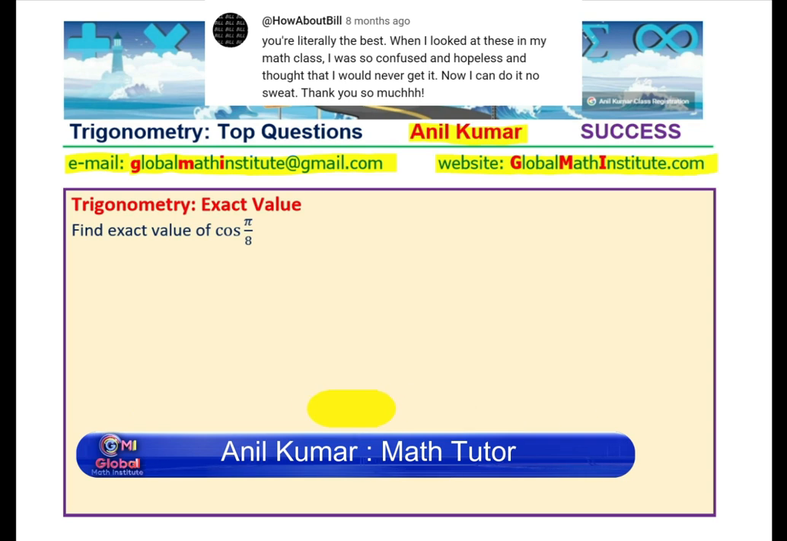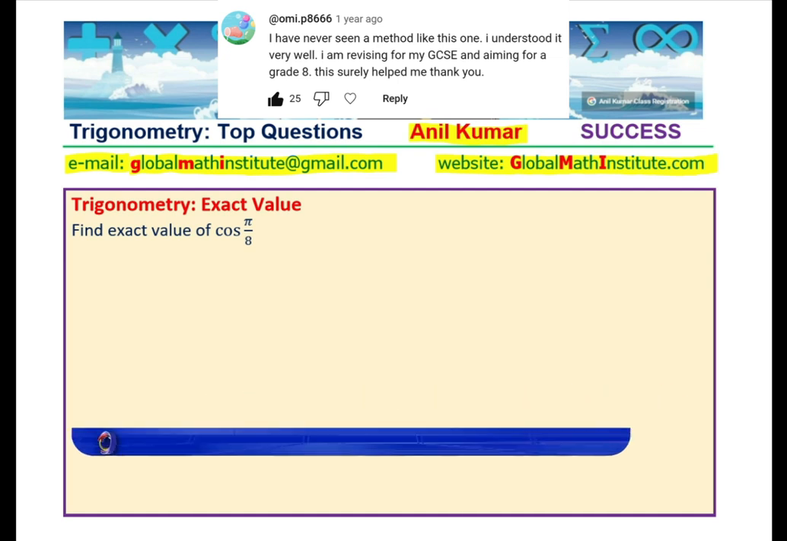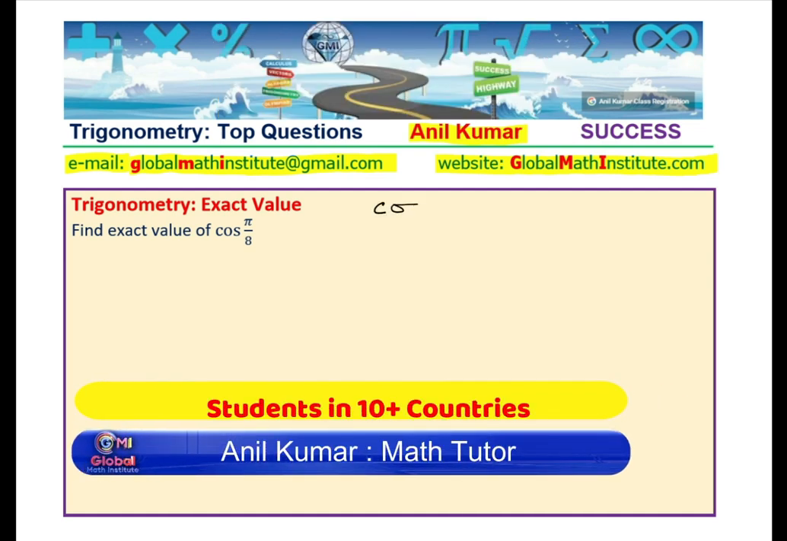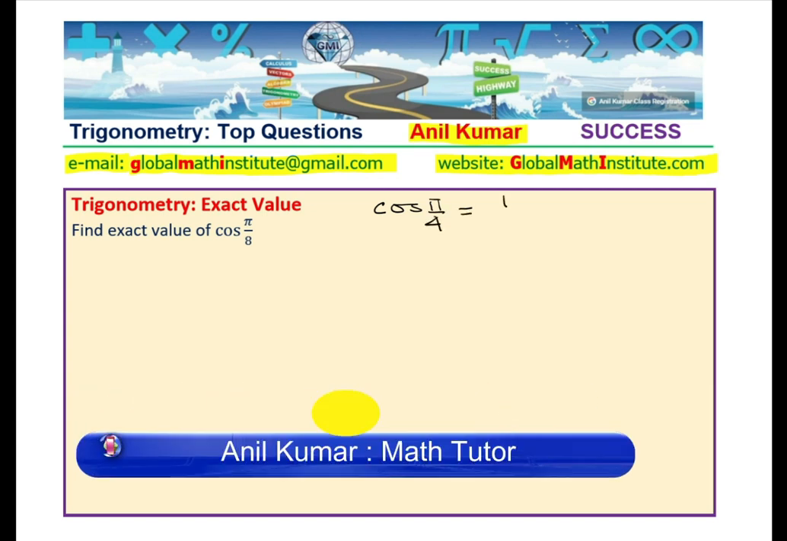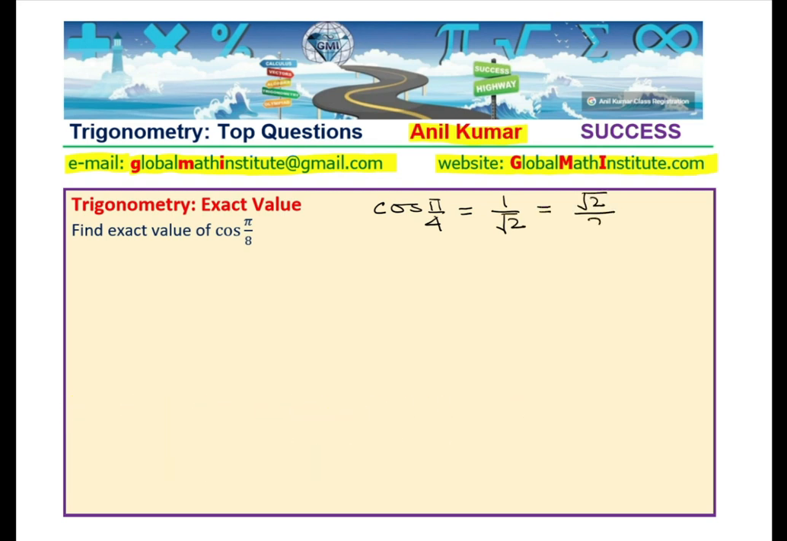Great. Now we need to figure out what is the exact value of cos pi by 8. We know what is cos of pi by 4. Well, cos pi by 4 is 1 over square root 2, or we also write this as square root 2 over 2, right? Now, cos pi by 8 we can find by using the double angle formula.